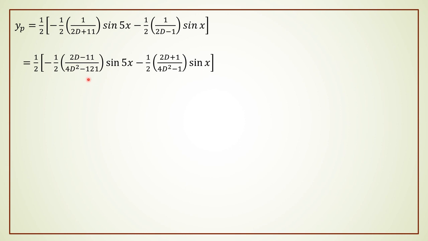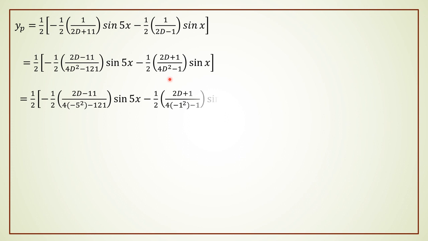Now observe the denominator over here, students. What do I have to do? I have to replace D² by −a², that is −25, and over here I have to replace D² by −1². So the equation reduces to the form 1/2 into −1/2 into (2D − 11) divided by [4 into (−25) − 121] into sin 5x, minus 1/2 into (2D + 1) divided by [4 into (−1²) − 1] into sin x.